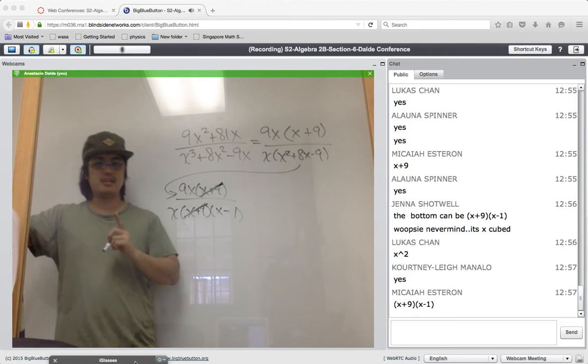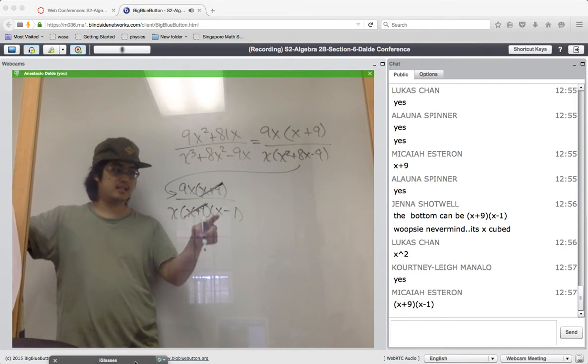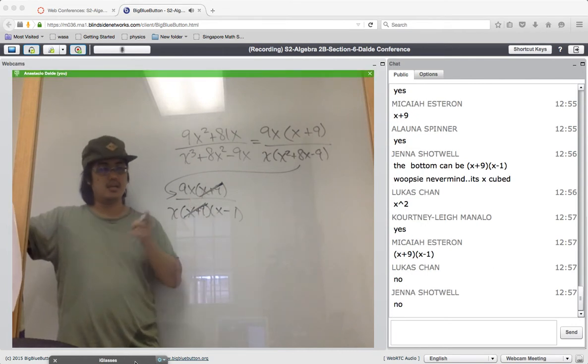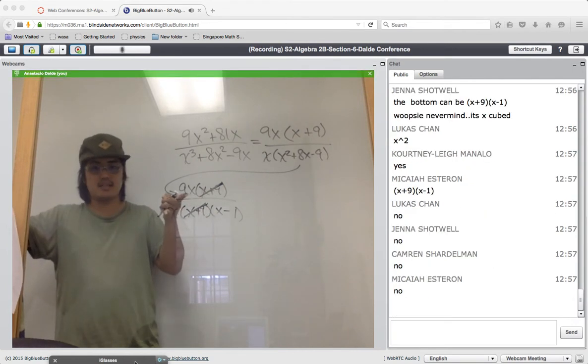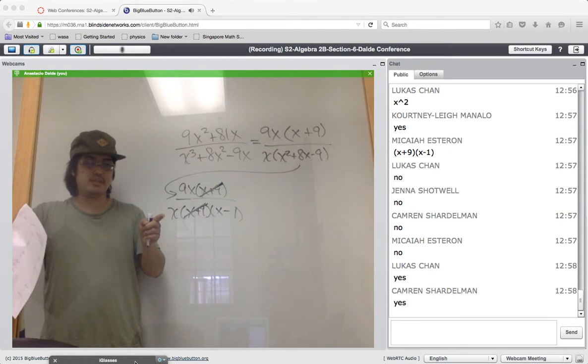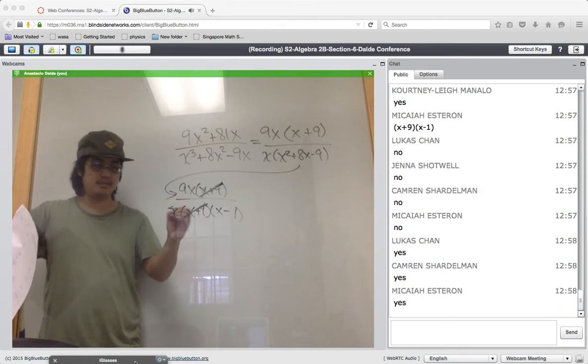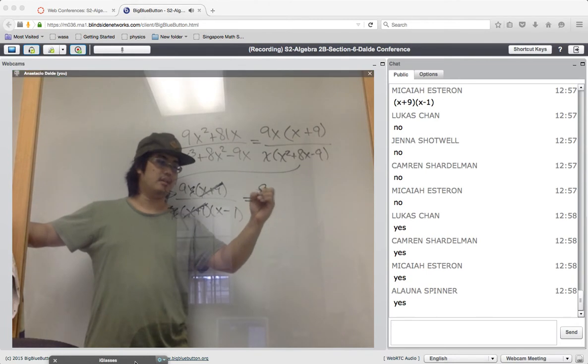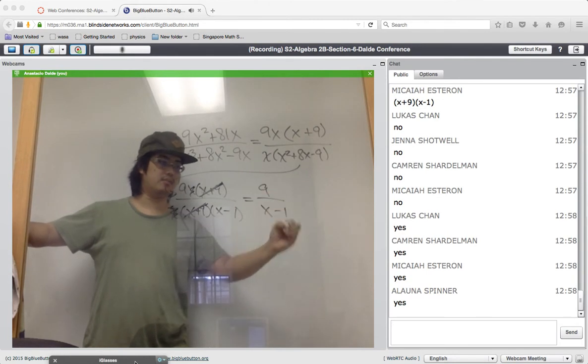Now, here's the thing. Can I cancel this x and this x out? No. But can I cancel this x and that x out? See this one right here? This thing's pulled out of the parentheses. This one's outside the parentheses. We can kill those. So my answer is 9 over x minus 1.